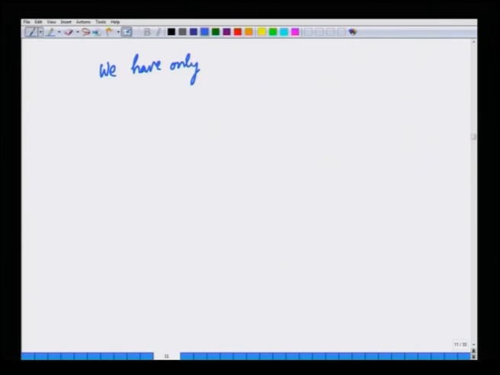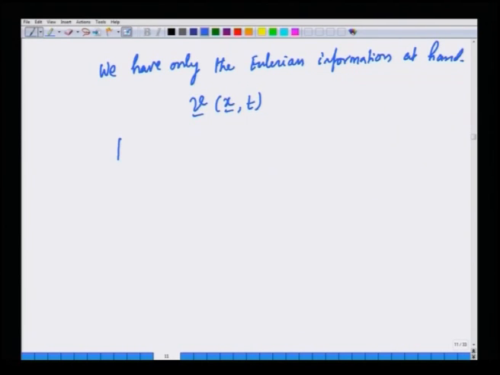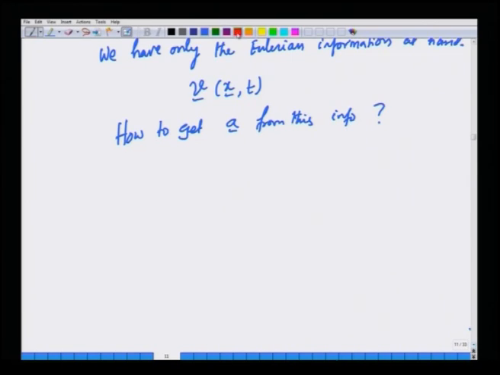Now, while this is all fine, normally in fluid mechanics we have only the Eulerian information at hand. That is, we have only v as a function of spatial coordinates and time. Now, the question is how to get accelerations from this information. Well, we saw this notion of substantial derivative that will help us to do this.